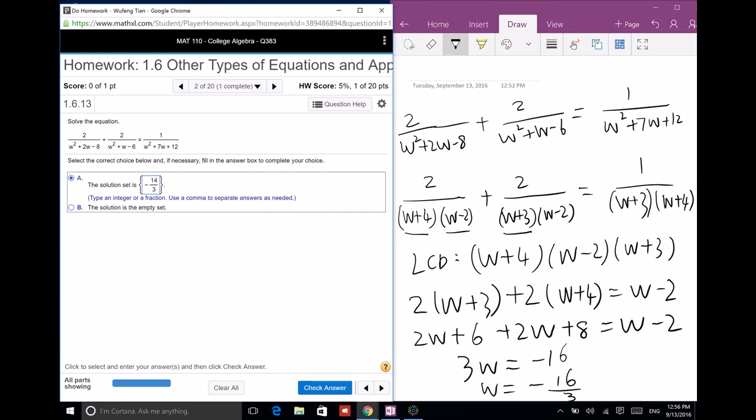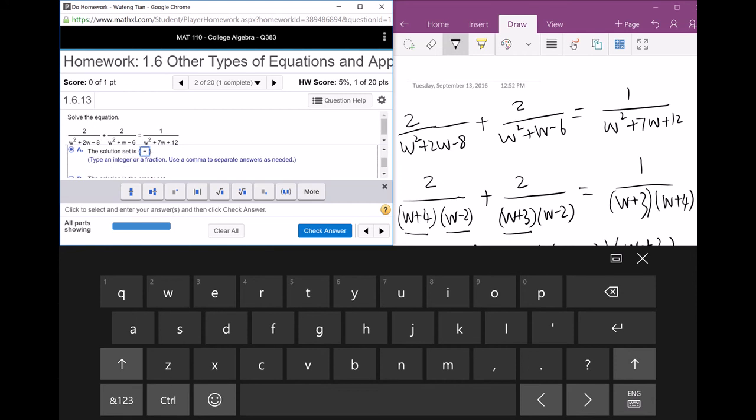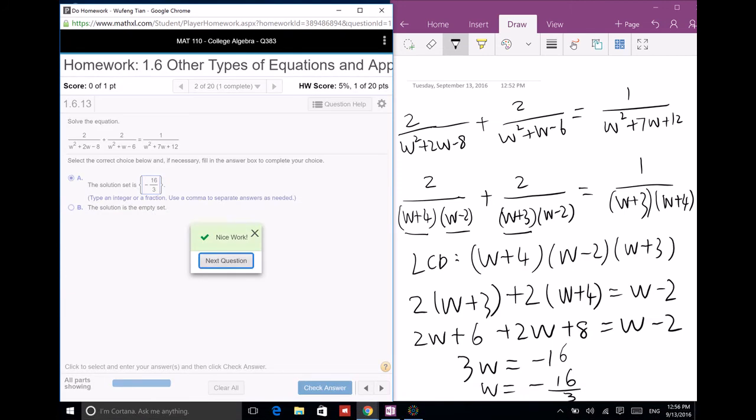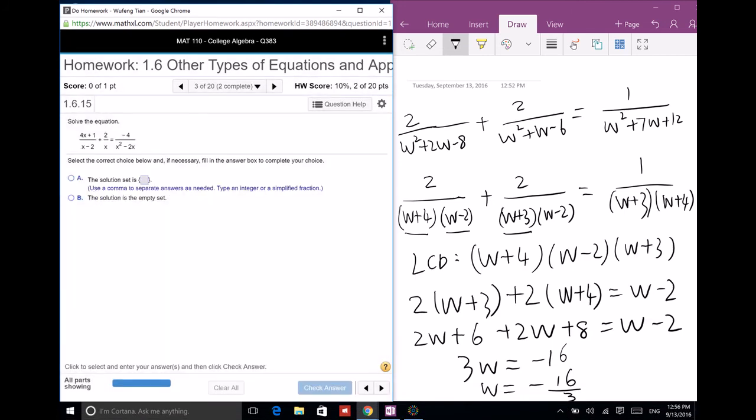Let's see. 16 over 3. I hope I'm right this time. Okay. Next one.